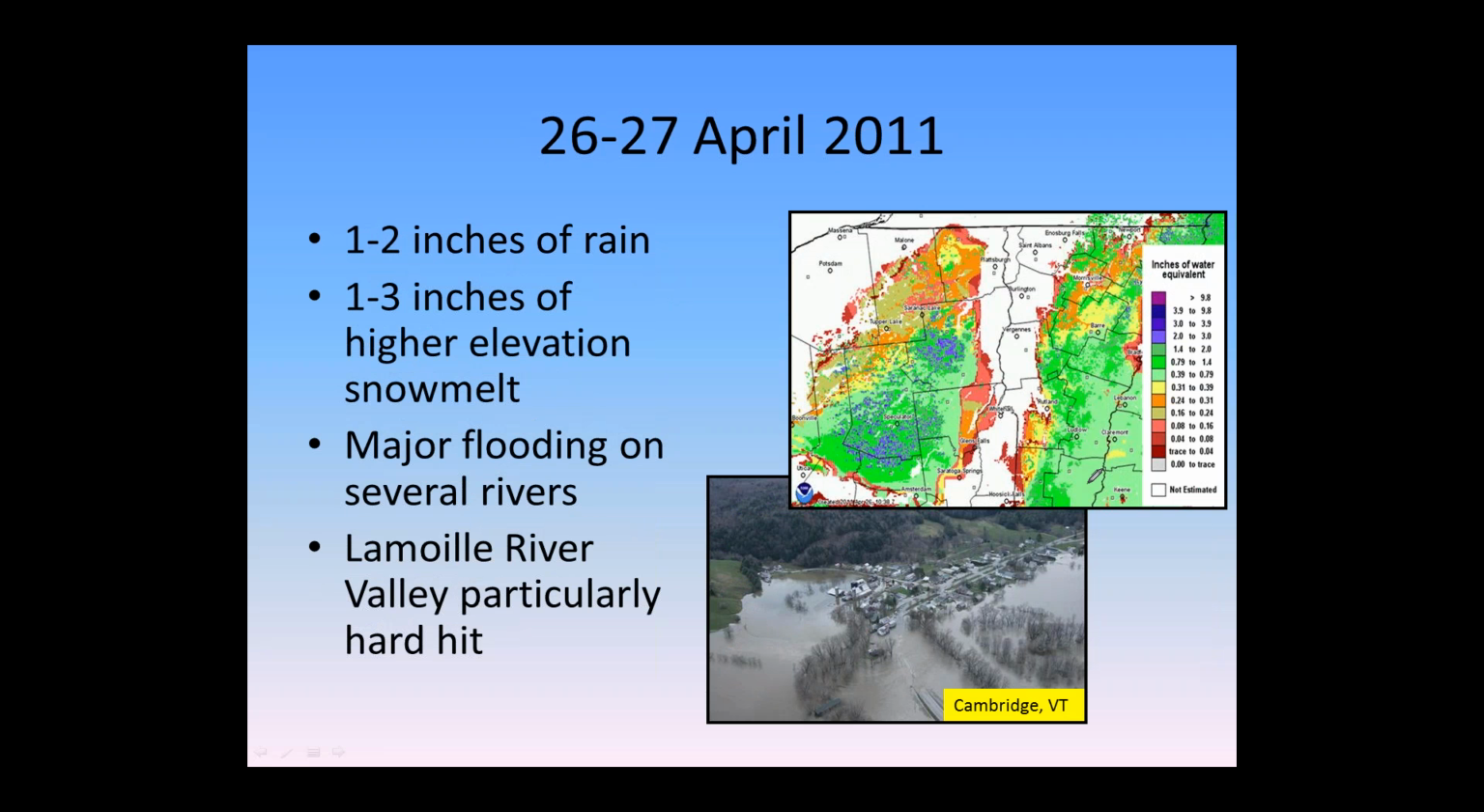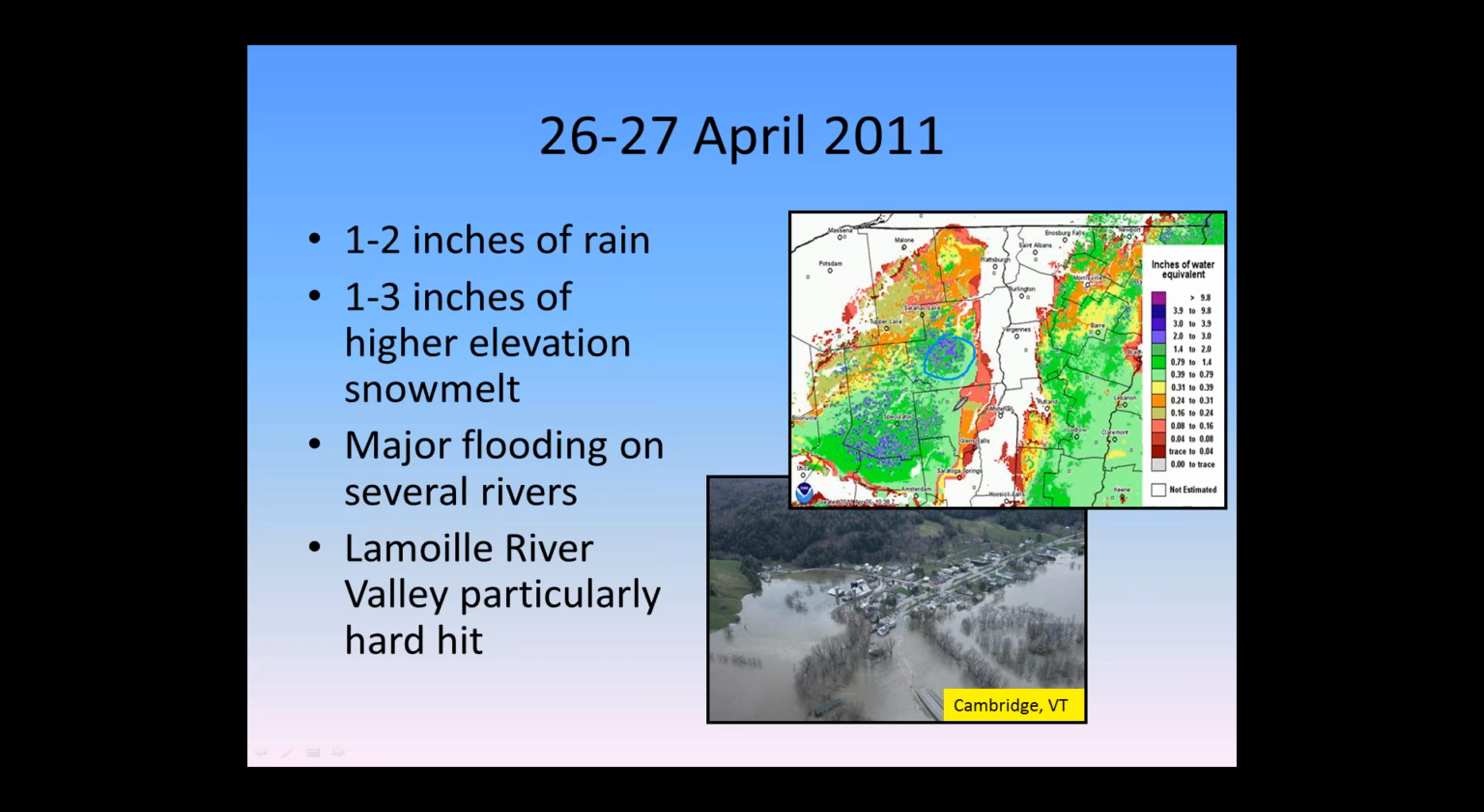So, summary of that event: 1 to 2 inches of liquid rainfall, and then you lost about 1 to 3 inches of higher elevation snowmelt. And that little graph up top shows how much snow was lost during that event. So if you can see the Adirondacks here, some of the high peaks lost 3 inches of snow water equivalent. It all went away, basically in one night, which is what you don't want to have happen. You want to gradually melt it away.